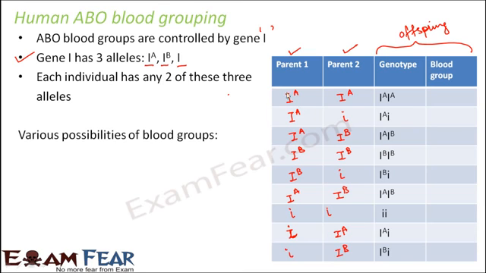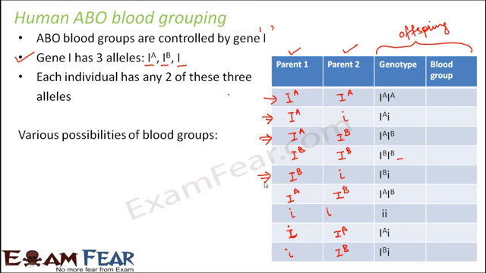Now the question is, as you see here, in some cases both the parents contribute the same allele. So in that case, we know what will be the blood group. If the genotype is going to be IAIA, the blood group is going to be A. Similarly, if it is going to be IBIB, the blood group is going to be B. Now what will happen when the alleles are different? In the heterozygote scenarios, what is going to happen there?